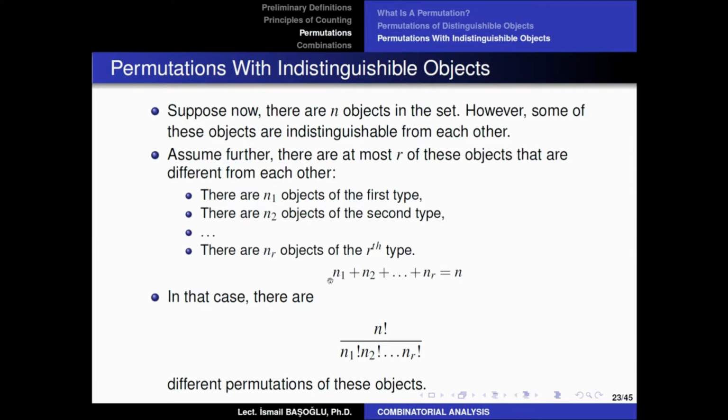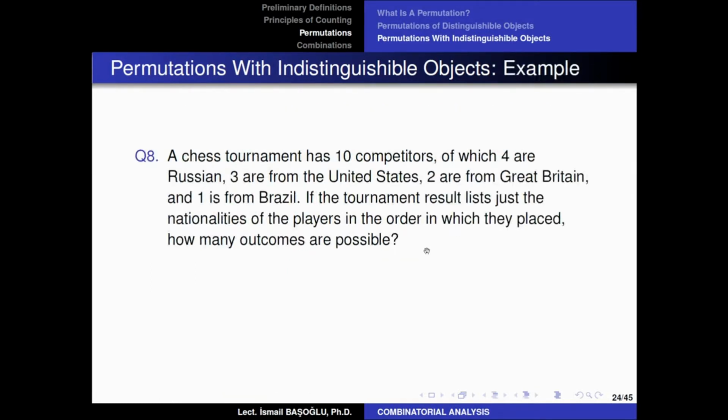However, because we have n1 of these objects which are similar to each other, we divide this n factorial by n1 factorial. But not just that, we are also dividing it by n2 factorial, because there are n2 objects which are similar to each other. So basically we are calculating the factorial of each number of same type of objects and dividing n factorial by the product of these. So this is how we calculate the number of different permutations of indistinguishable objects. So let us explain how this works.